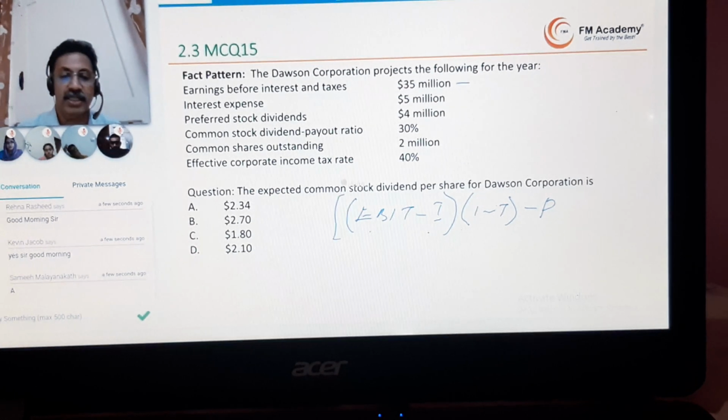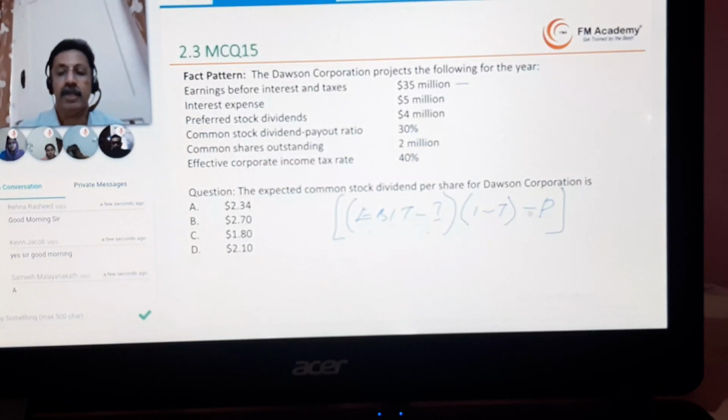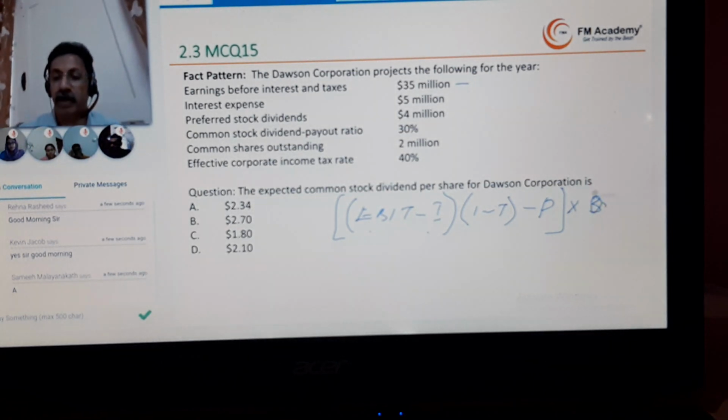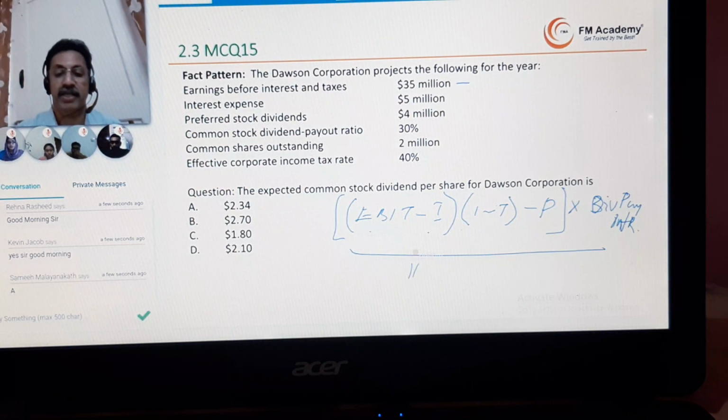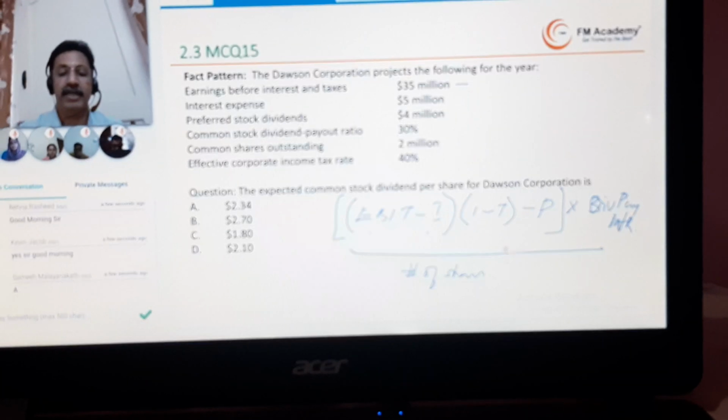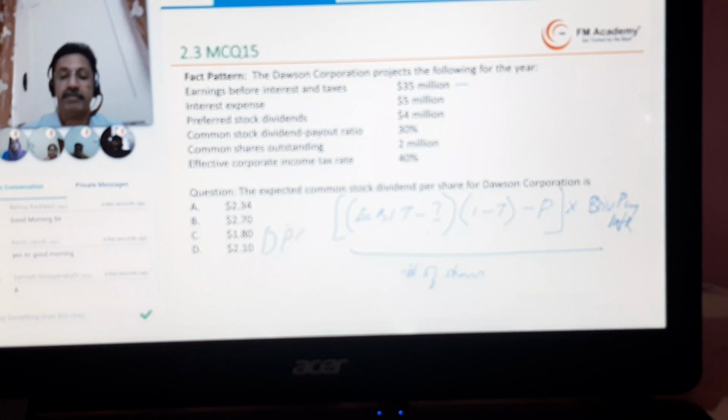So from here, this is the earnings per share. From here, the company has got a practice that they will be paying only 30% as dividend. So into 30% or dividend payout ratio, right? This is the dividend. This whole thing divided by number of shares, you will get the dividend per share.